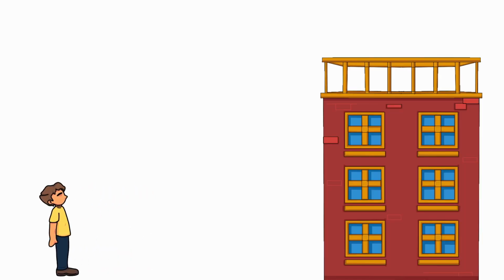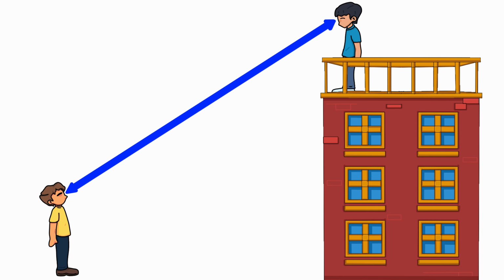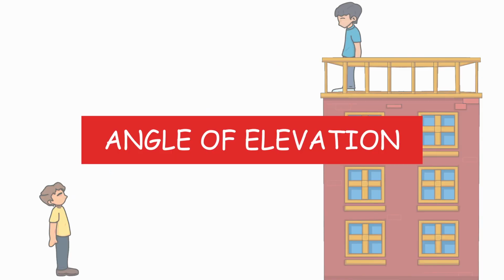Let's sketch a scenario where you're standing some distance away from the bottom of a building and your friend is at the top of the building. By what angle would you have to rotate your head to look at them? This angle is what we refer to as the angle of elevation.